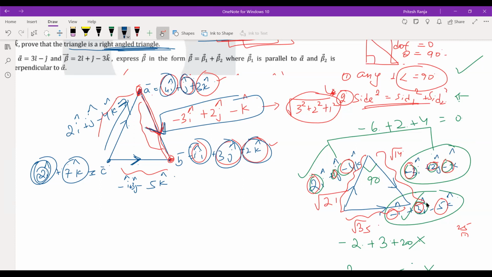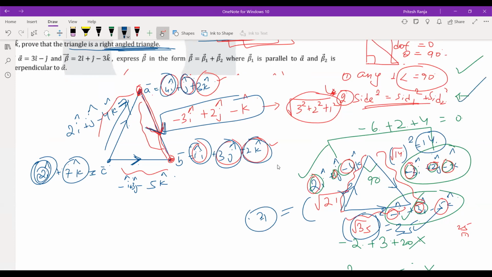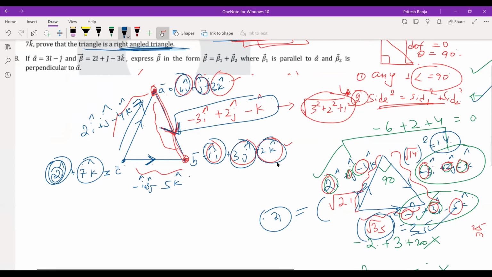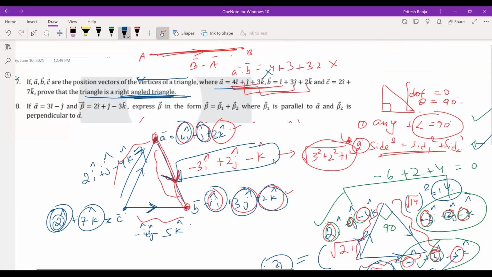Or let us square and add. If you square this one, you will get 14. If you square this one, you will get 21. If you square this one, you will get 35. So yes, we are getting that the square of 21 and 14 is 35. That means the second condition is also met. It was very simple. You just have to deal with the sides of the triangle.